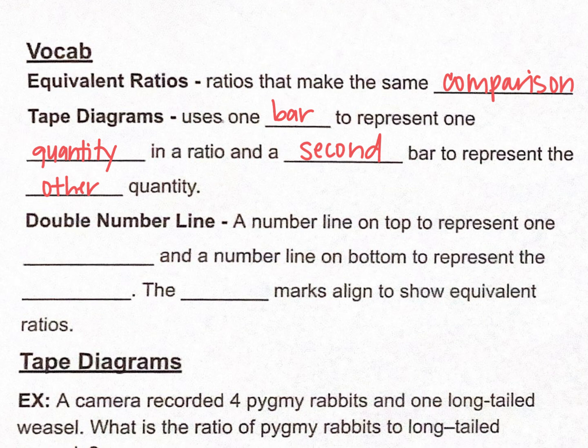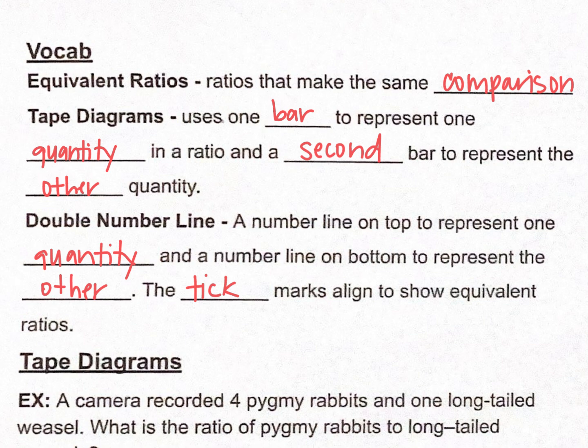The second type of model that we're going to look at to do equivalent ratios is called a double number line, and it's basically two number lines on top of each other. So the definition: a number line on top to represent one quantity and a number line on bottom to represent the other. The tick marks align to show equivalent ratios. On a number line, you have those little bitty hash marks. We call them tick marks. So those are going to represent those equivalent ratios.